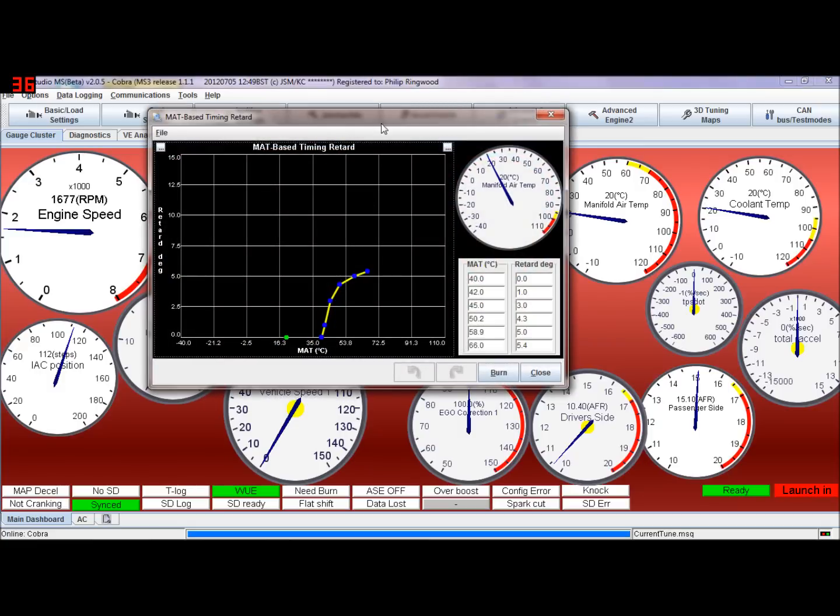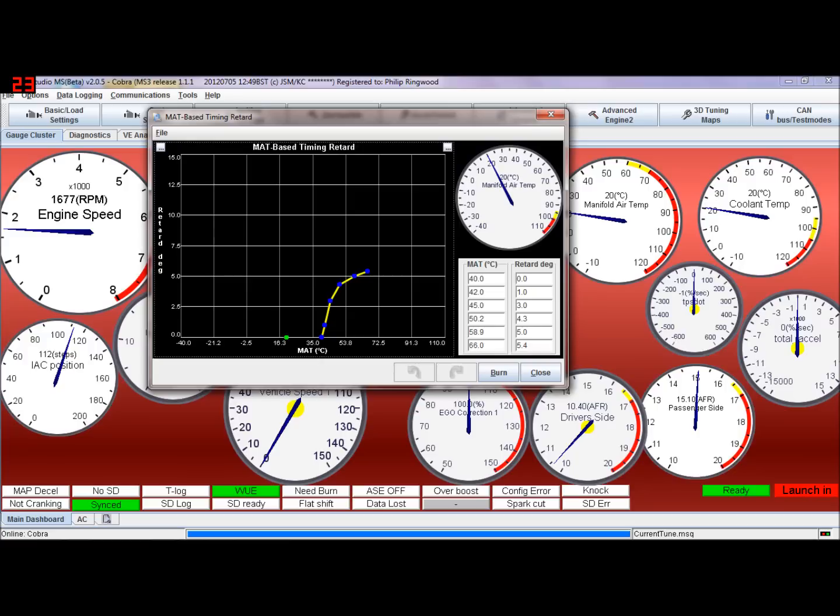Manifold air temperature, MAT based timing retard. This is in MS2 as well, same as the other one. MS2, MS3, and in MS1 some of this is in. Basically you can start to pull some ignition out of the timing if the inlet air temperature gets too hot, because as the air temperature increases, the likelihood of detonation increases.